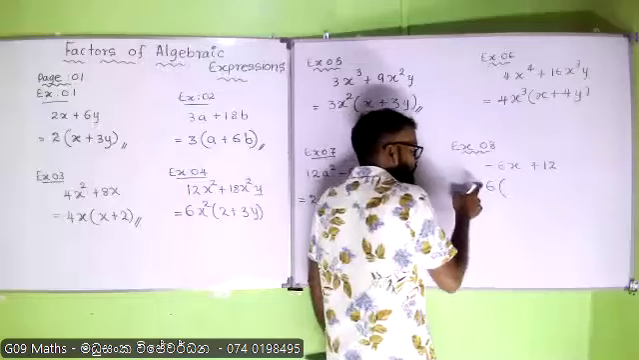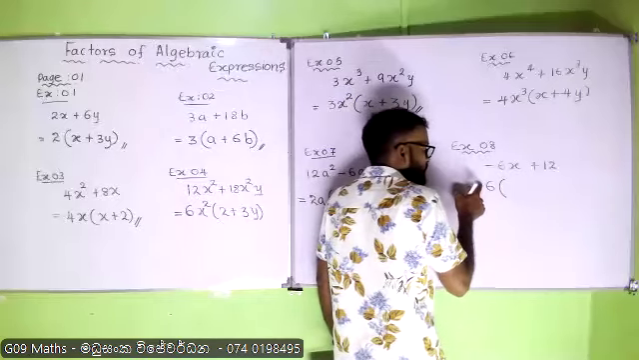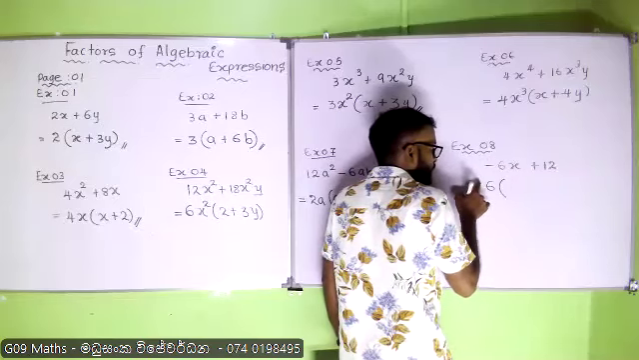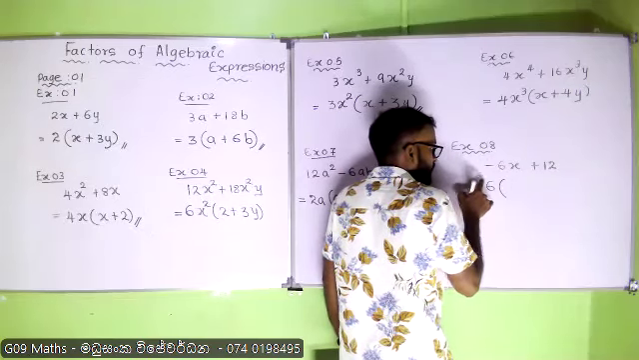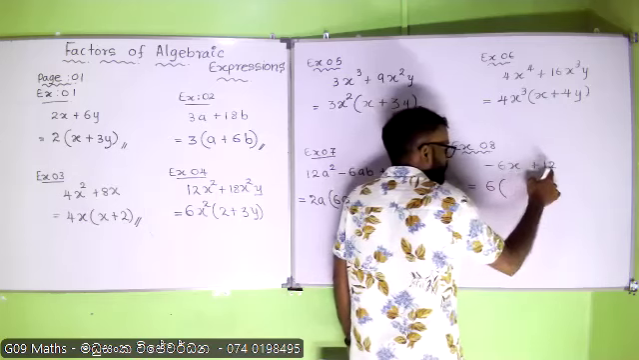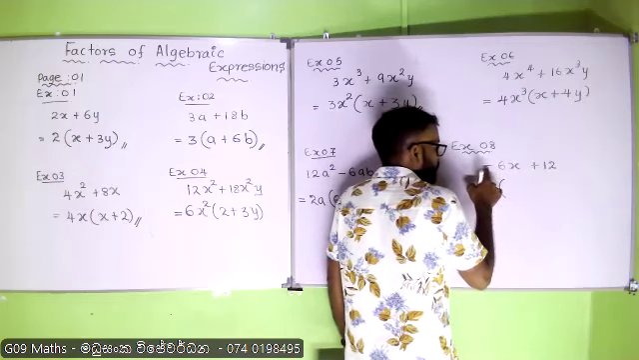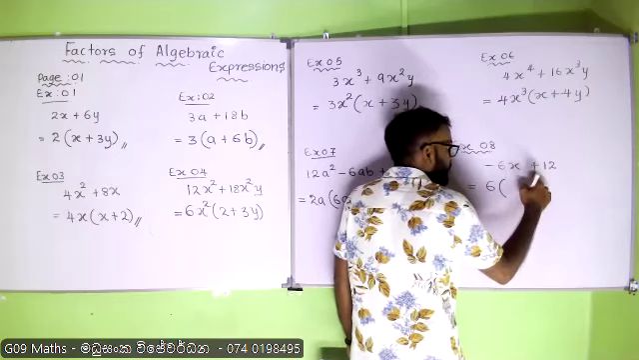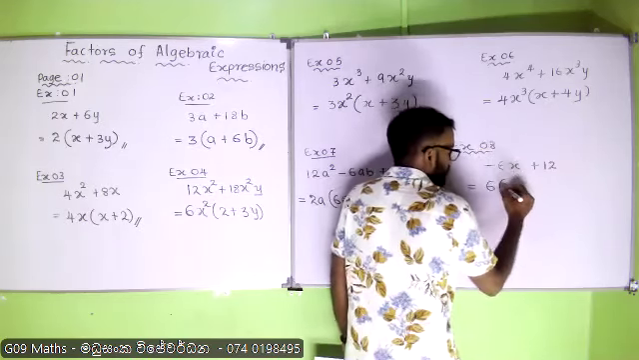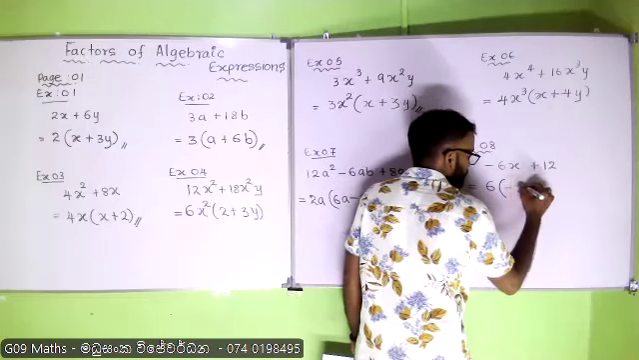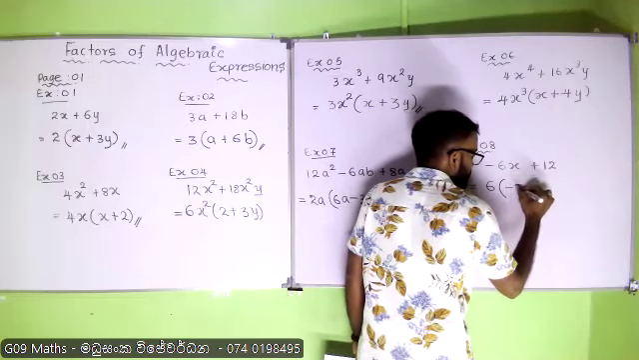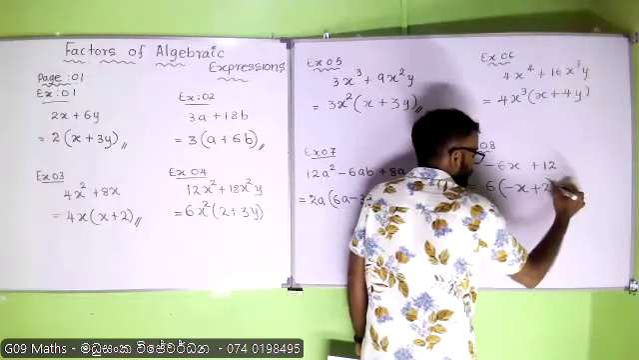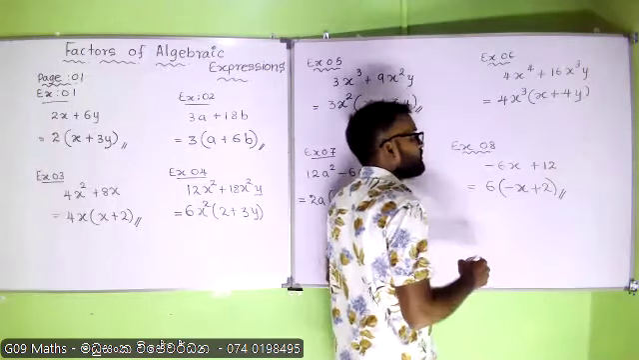If you take 6 out from here, this is plus 6, here we have minus 6. I am taking plus 6 out. Minus 6x, plus 12. The negative sign is not common for both. So take 6 out. The remaining term is negative x. Here plus 12 divided by 6 is 2. So this should be the answer.